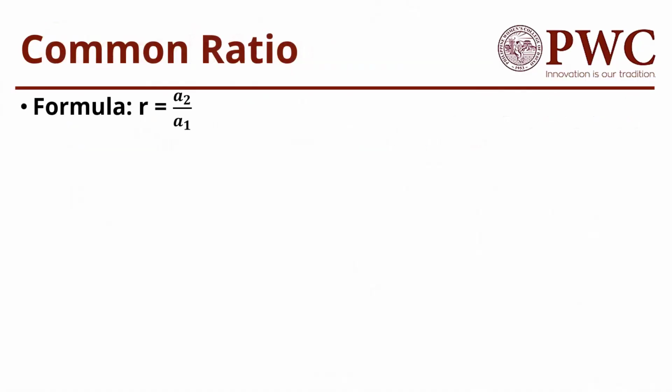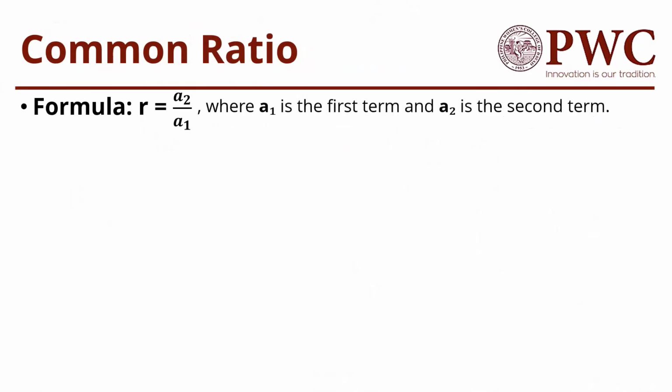Now, the formula for common ratio is r is equal to a sub 2 over a sub 1, where a sub 1 is the first term, a sub 2 is the second term. So we have here 3, 6, 12, 24, and 48. This is an example of a geometric sequence, and we need to know the common ratio.